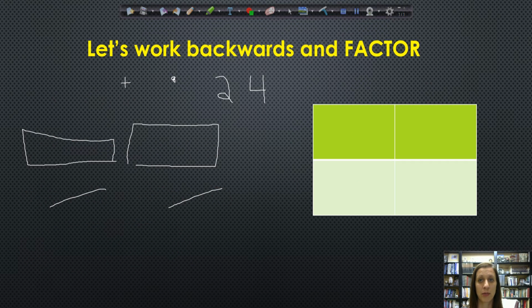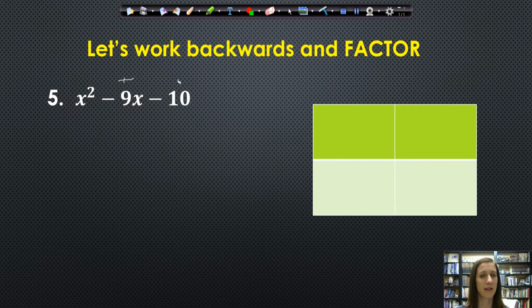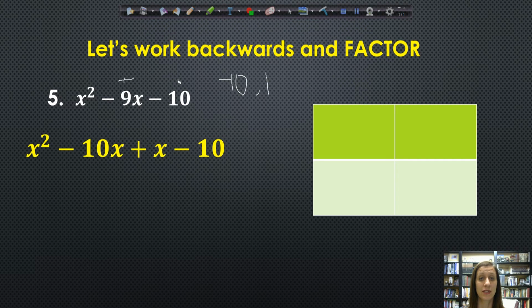Let's look at another example. Okay, x squared minus 9x minus 10. So again, you need to ask yourself, what multiplies to give me negative 10, but when I add it, it's going to give me a 9. And this is where you have to think about your integer rules. That's negative 10 and a positive 1. So my negative 9x is going to break up into negative 10x and a positive 1.